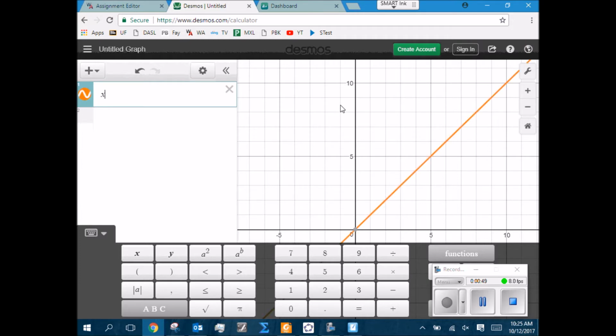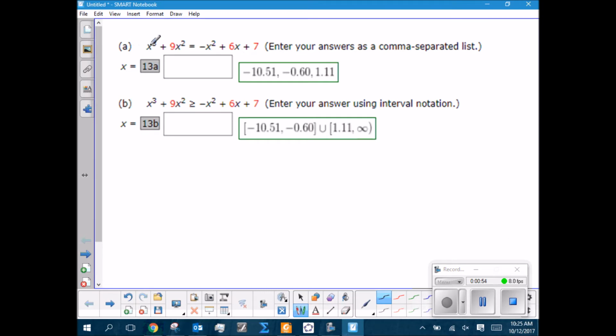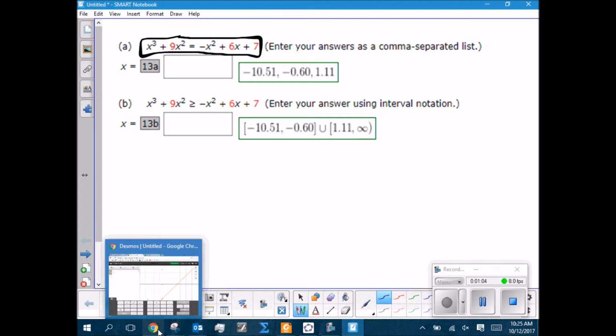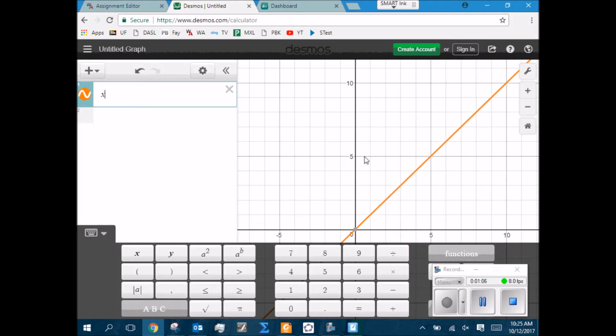So you'll hit X. Now I'm gonna do this problem here. Okay, so if you're following along, maybe you want to write that down and then go back to the video. But I'm gonna do that equation. So it's x cubed. Now I gotta get cubed. A couple ways you can do it. You can hit the caret key, which is Shift 6 on your keyboard. I'm gonna go 3.